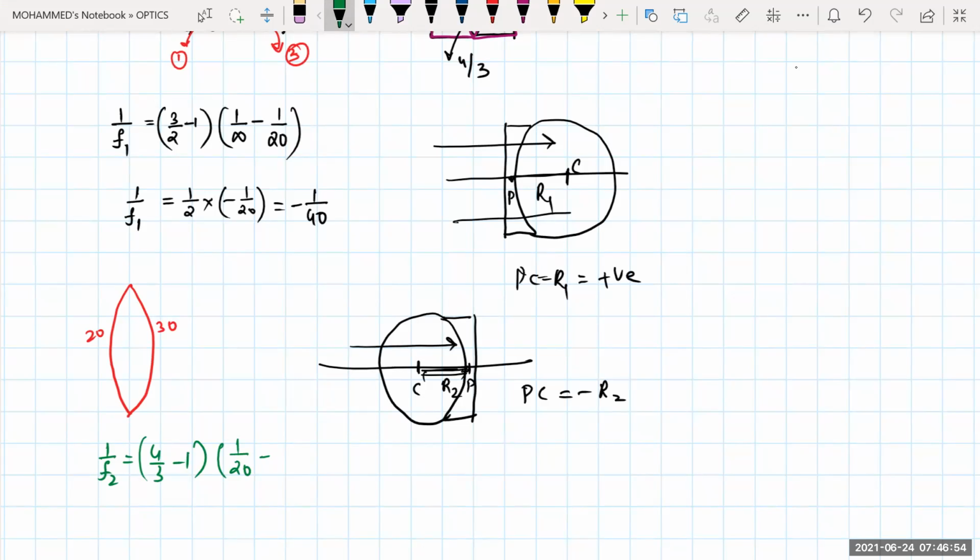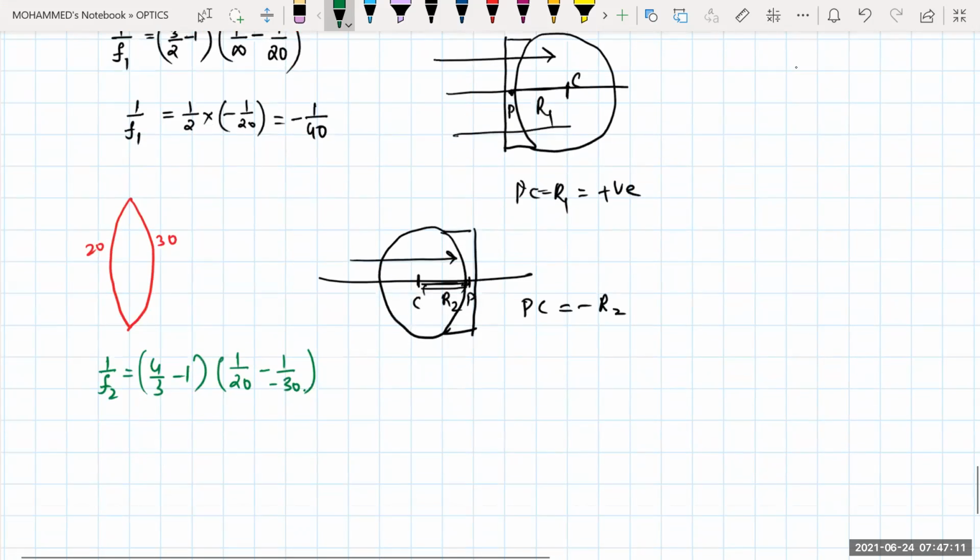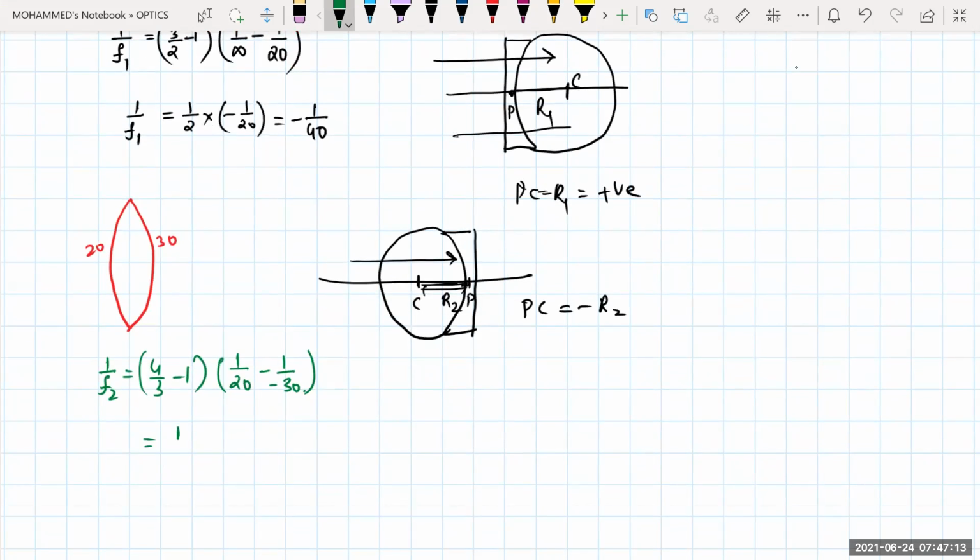We have to take the value of minus 1 by minus 30. Minus of 1 by minus 30 will be equal to plus 1 by 30. Clear? 1 by 3 into, 4 by 3 minus 1 is how much? 1 by 3.